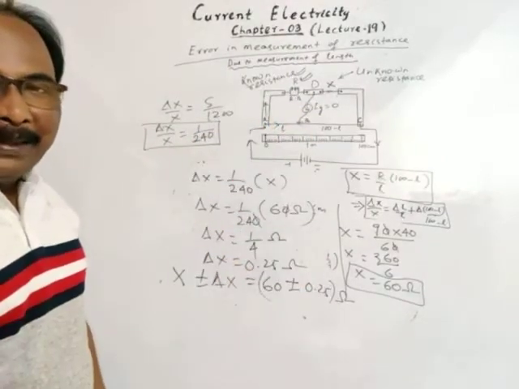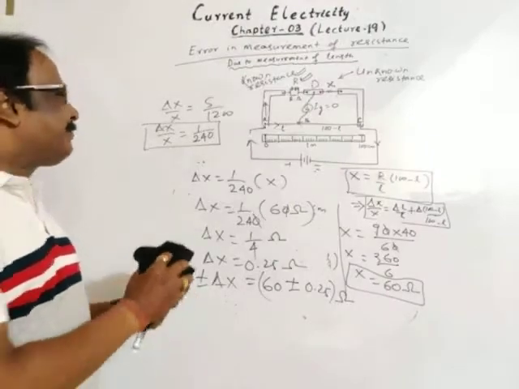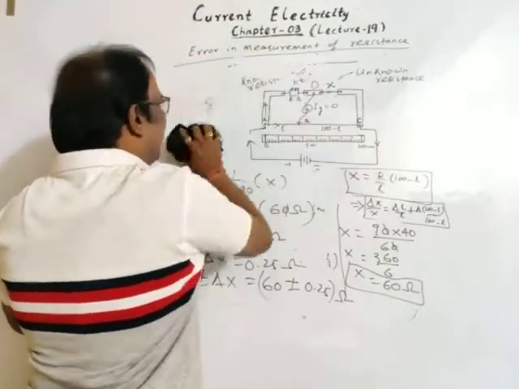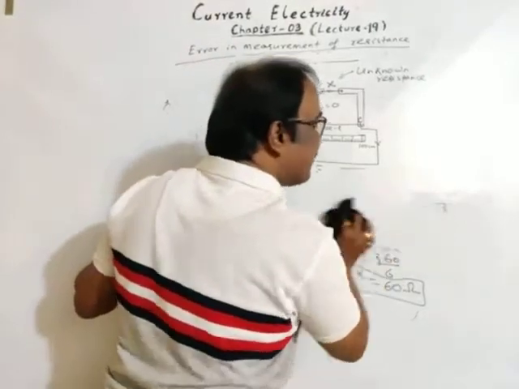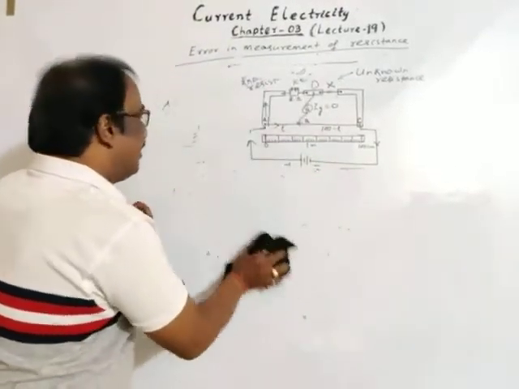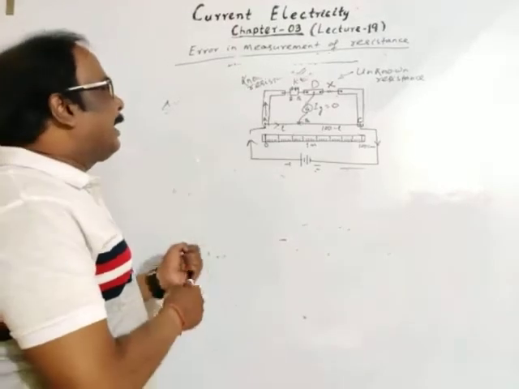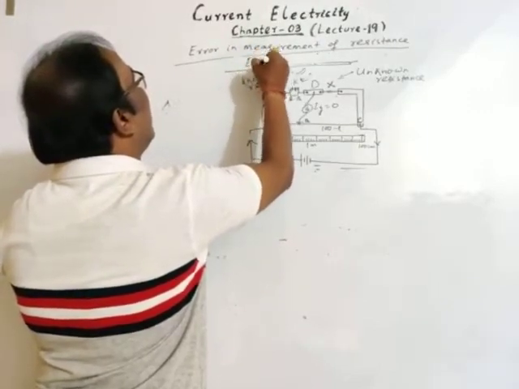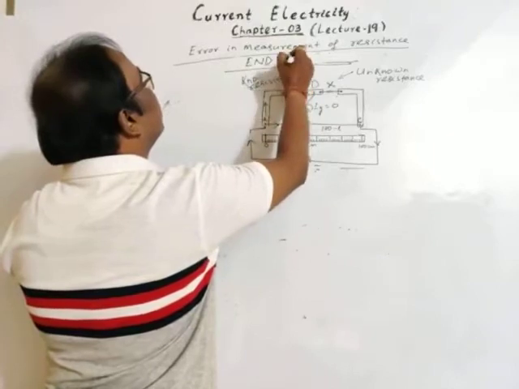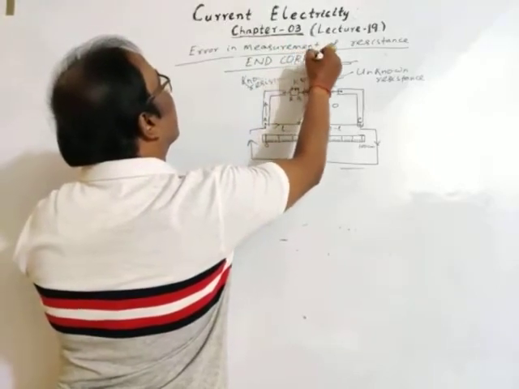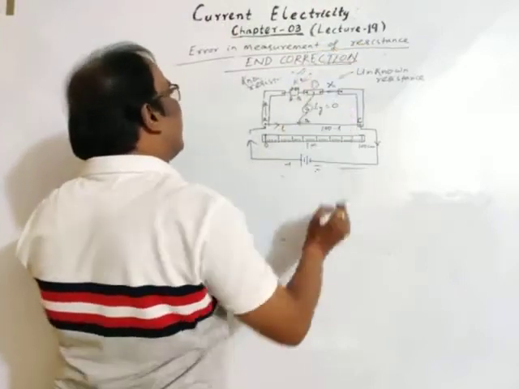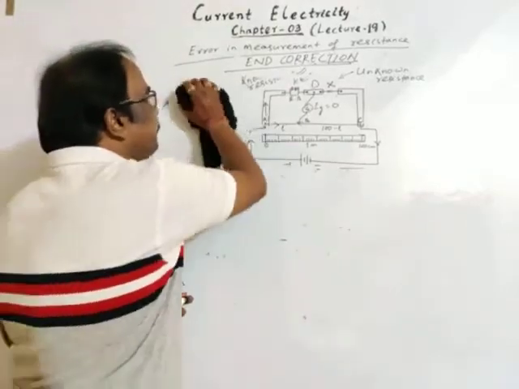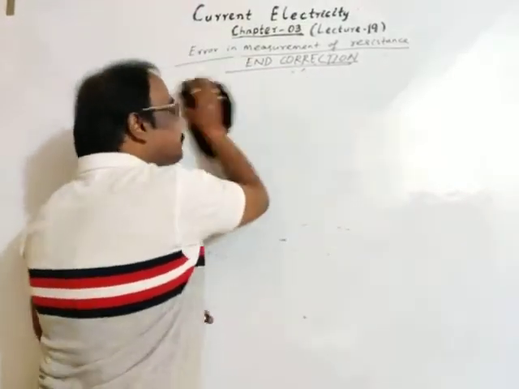The next error is very easy. I will calculate the next error, which is called end correction. End correction. Okay. So what is end correction? Let's have the diagram first for the meter bridge.